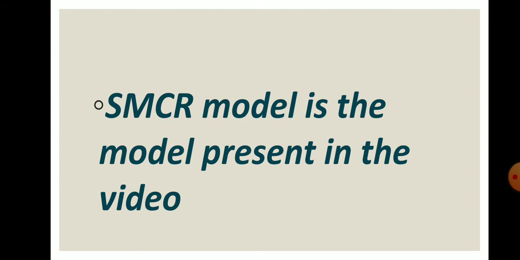SMCR model is the model present in the video. SMCR model stands for sender, message, channel, and receiver. The sender is the speaker in the video. The message is the things that are conveyed in the video. The channel used is non-personal and verbal. The receiver is the people who receive and listen to the video.